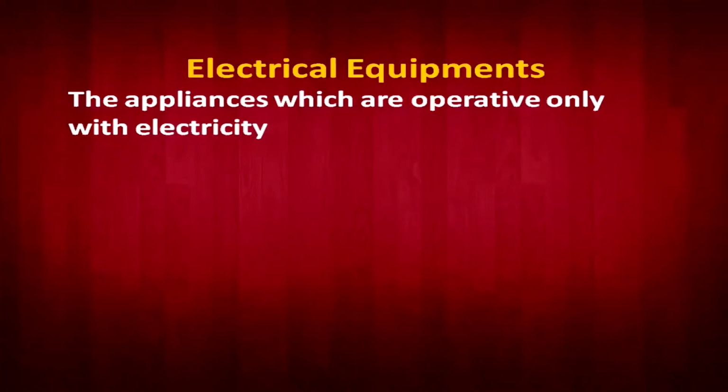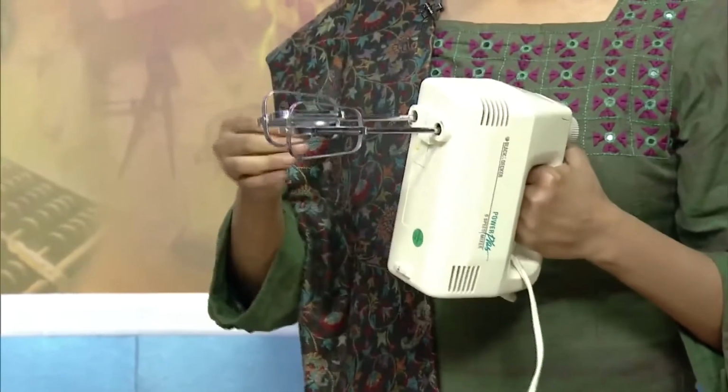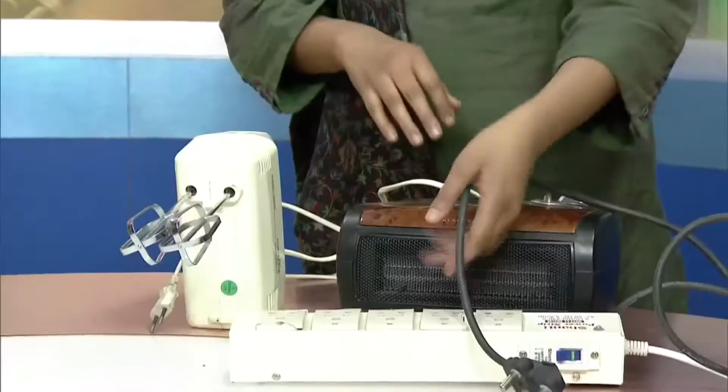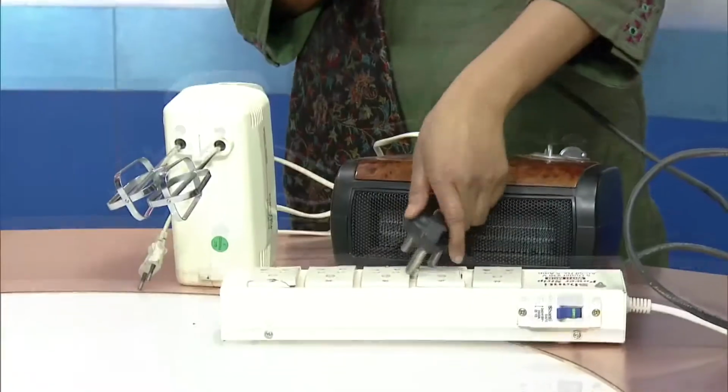Electrical equipment are the equipment which we use with electrical energy. For example, you can see this blender. These are electrical equipment which will function only if you provide them electrical energy. Similarly we have the blower. This will also need to be plugged into the socket so that electrical supply can be given to it. Now we will move to non-electrical equipment.